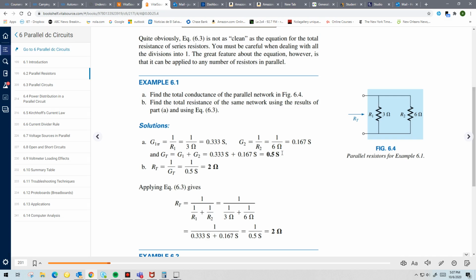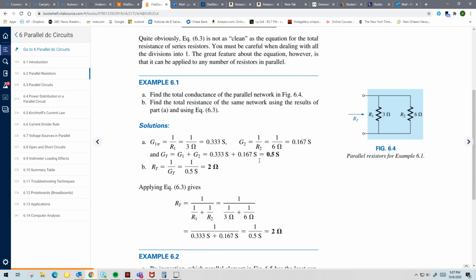Now, we could also have determined that another way, as we'll see in a minute. So finding the total resistance is equivalent to now taking the reciprocal of the total conductance, right? So 1 over 0.5 Siemens is 2 ohms. So reviewing here, the total resistance for this circuit is found to be 2 ohms.